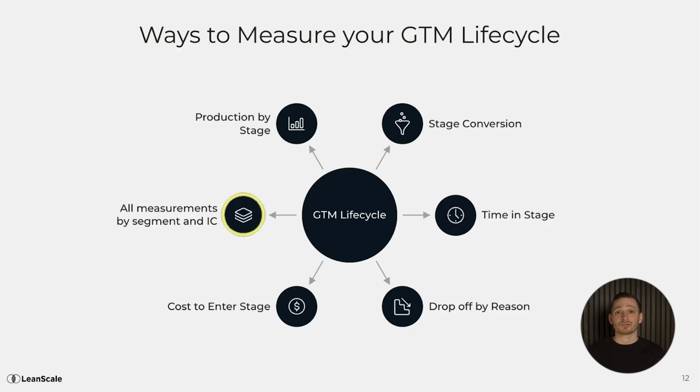The last thing to highlight, just like everything we're going to talk about, is it's so important to measure this by segments and individual contributors. You may have very different production rates, conversion rates, or cycle times, depending on whether you're looking at your enterprise segment, a different region, or a different person on your team. Segmenting everything out and not just averaging everything into one big number is really going to help you identify areas you can improve your business and increase the efficiency and effectiveness of your go-to-market lifecycle process.